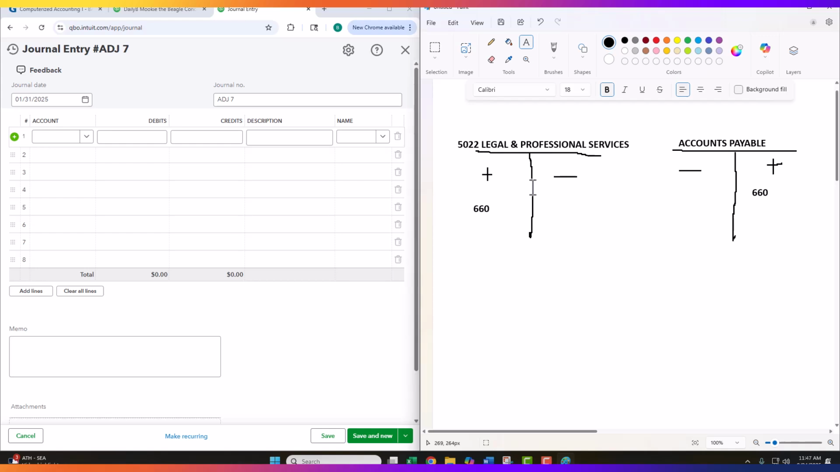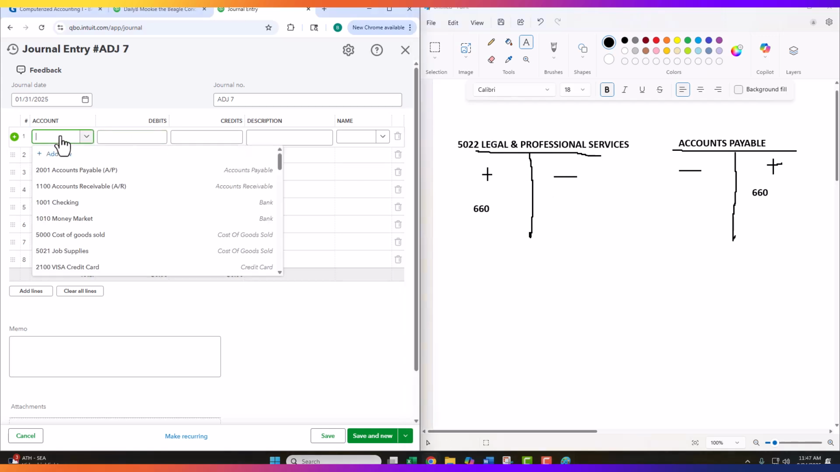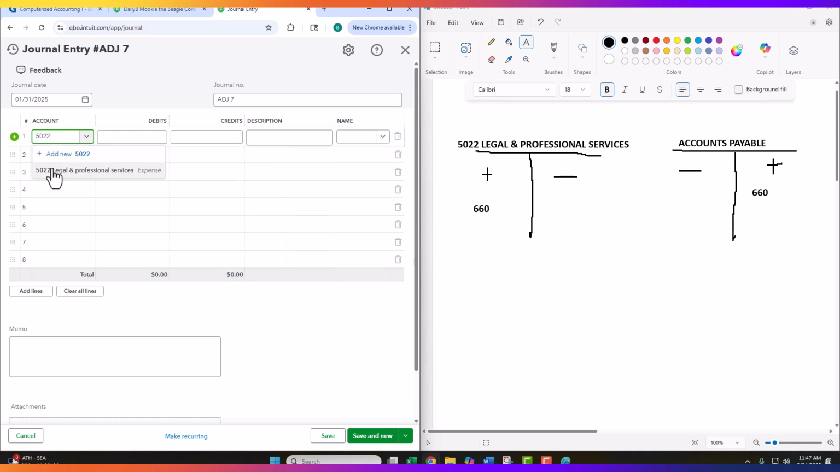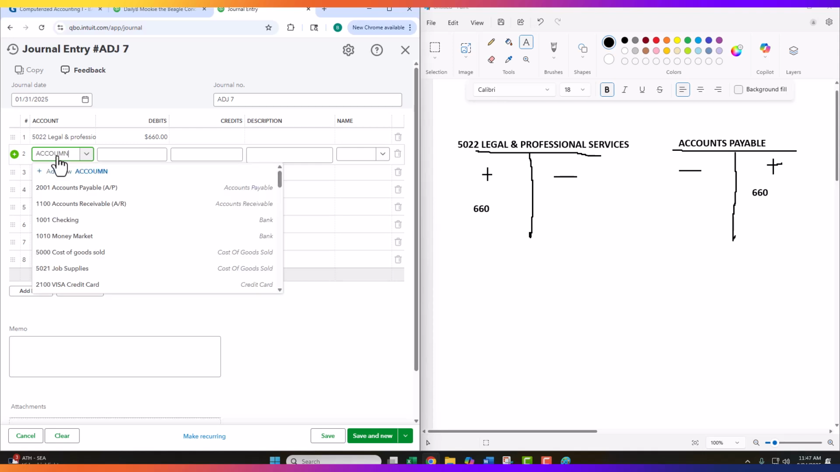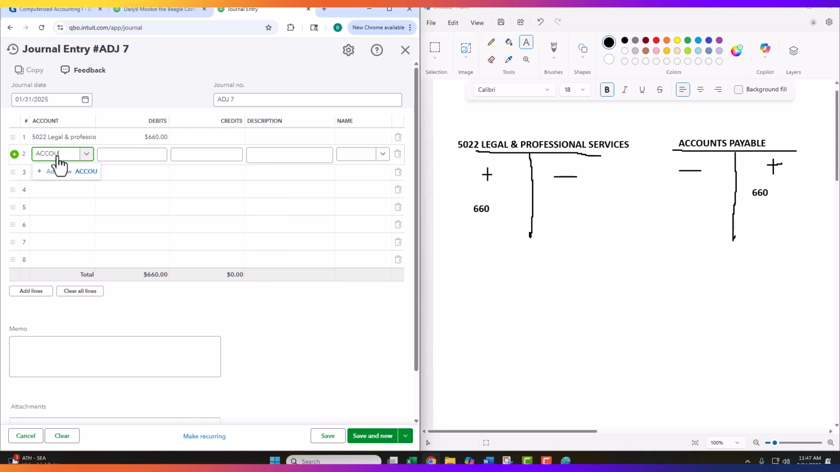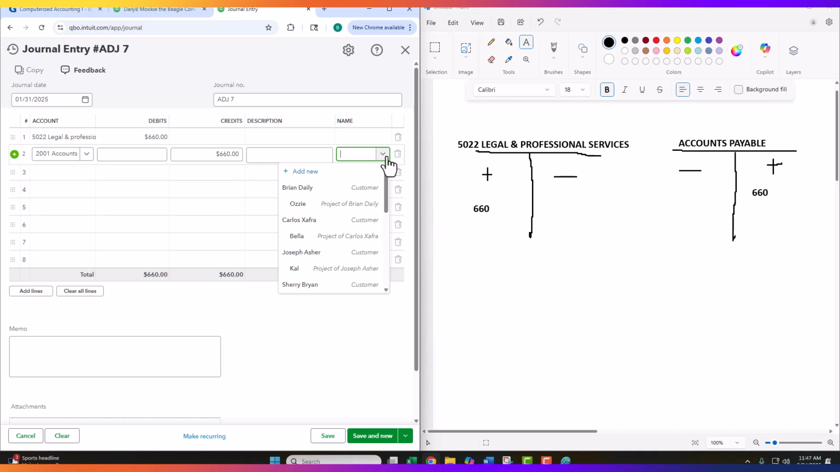So now we'll reflect that in the journal entry here. So the 5022 account is being debited, so I'll list that out first. Found it. The amount, $660. And then the accounts payable is listed next, and there it is, same amount. Now because we're using accounts payable again, we have to give it a name, and it says that it was you who did the accounting work.